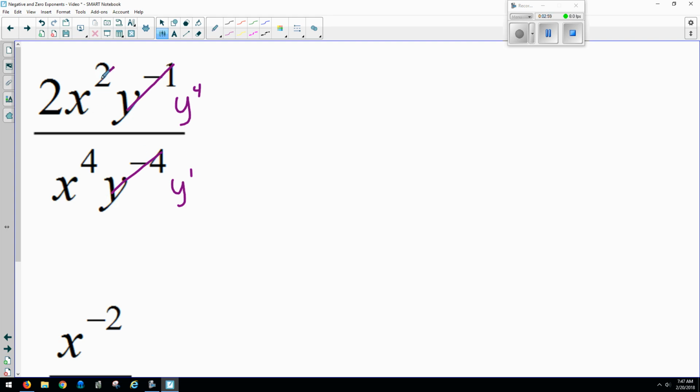So I can divide out an x squared from the numerator with an x to the 4th in the denominator. I'm left with x squared. I'm going to divide out a y from the denominator with a y in the numerator, and I have y cubed. So in the numerator, I'm left with 2y cubed, and in the denominator, I just have x squared.